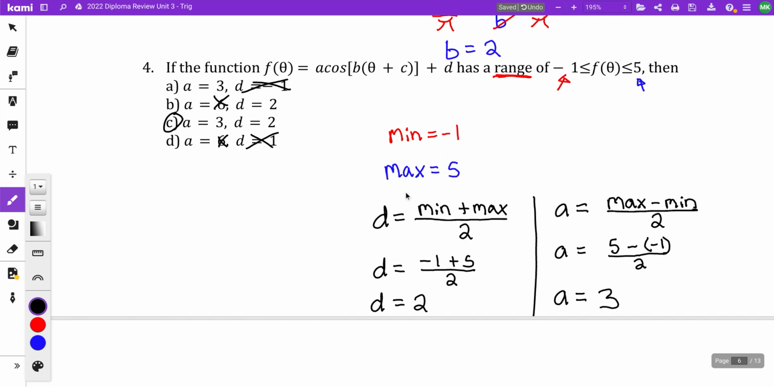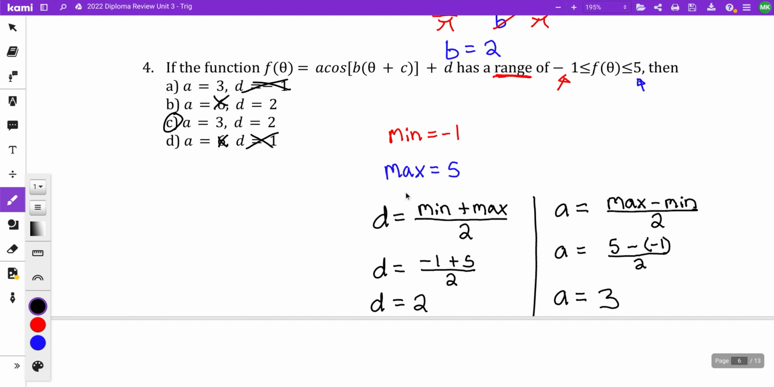Logically speaking, D is the midline. It's the middle of your graph. A is the distance to the max, distance to the min. So if you think about it, your answer should make sense. The middle of my graph is 2. Plus 3 should get me to my max. 2 plus 3 is 5. That's the max. To get to my minimum, from the middle, D, subtract the amplitude, minus 3. 2 minus 3 is negative 1. Minimum is negative 1. It did work.